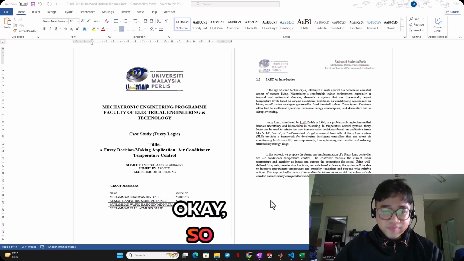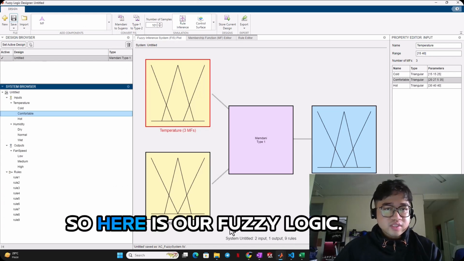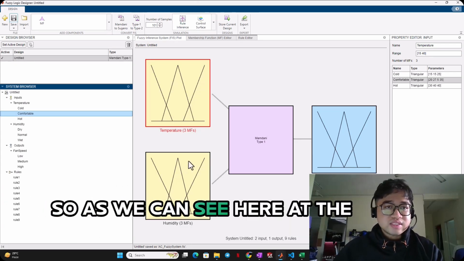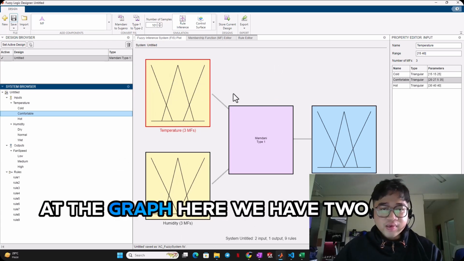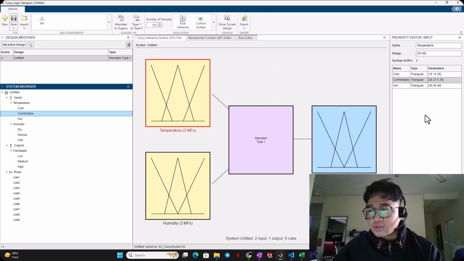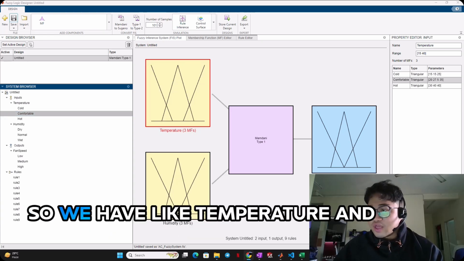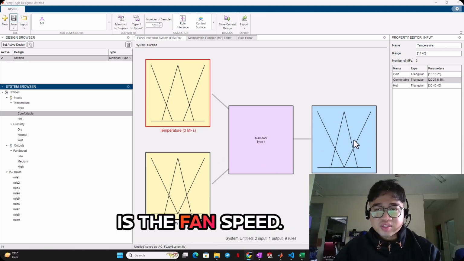Okay, so let's move on to our MATLAB. Here is our Fuzzy Logic Designer. As we can see in the graph, we have two inputs and one output: temperature and humidity as the inputs, and the fan speed as the output.